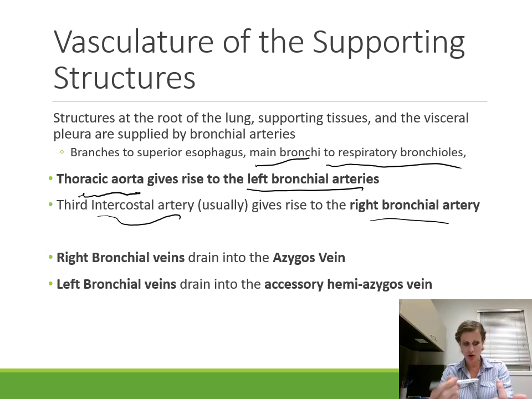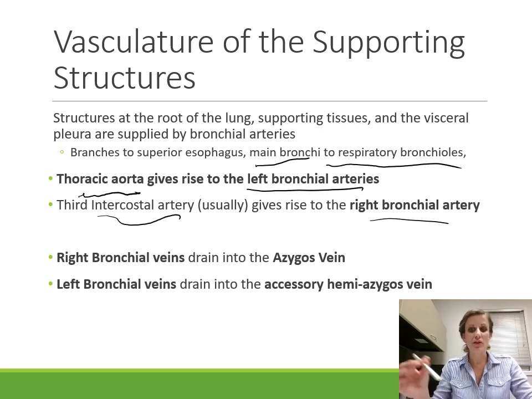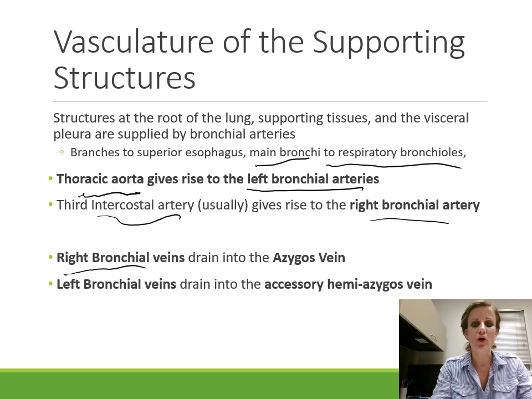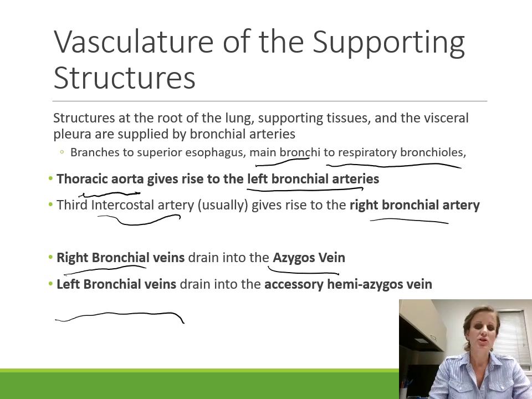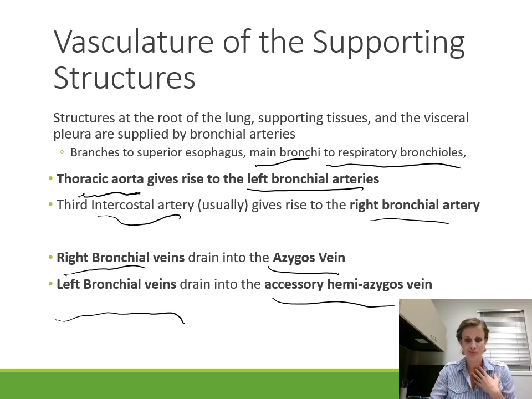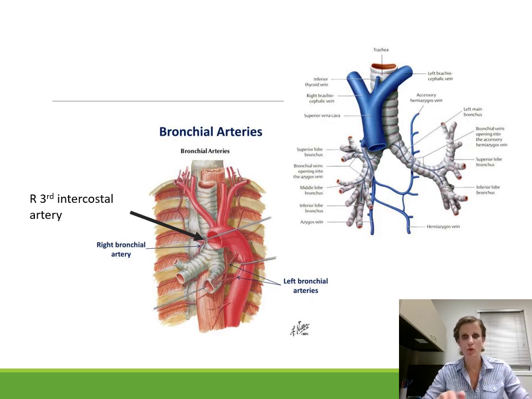And then we'll see the bronchial arteries kind of like pass along the main bronchi as they're going towards the lungs. I'll show you on the next slide. When we look at the veins, we have bronchial veins that end up collecting blood, and the right bronchial vein is going to drain into the azygous vein. The left bronchial veins drain into the accessory hemiazygous vein. So here, let's see.